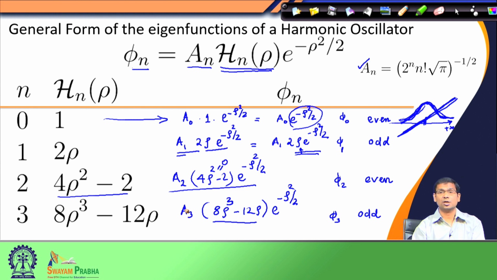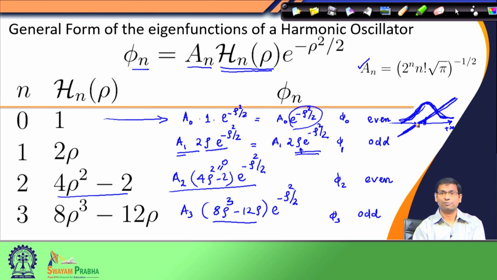So, the nodal structure of the harmonic oscillator eigenfunctions is derived from these Hermite polynomials. You can see that the zeroth order Hermite polynomial has no rho dependence. Therefore, phi 0, the lowest eigenfunction of the harmonic oscillator, has no node. On the other hand, the second eigenfunction has a Hermite polynomial of rho, and there exists only one value of rho where this form becomes 0, and that is rho equals 0. So, the second eigenfunction of the harmonic oscillator has one node.